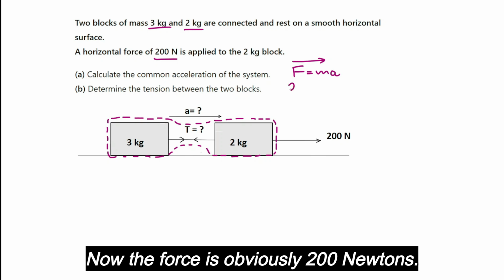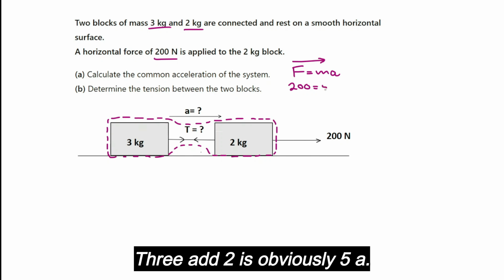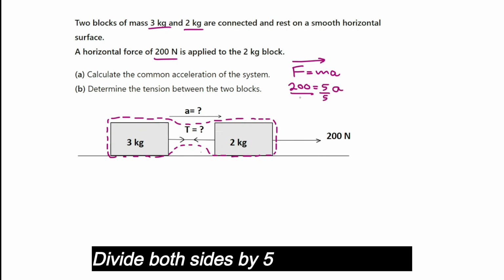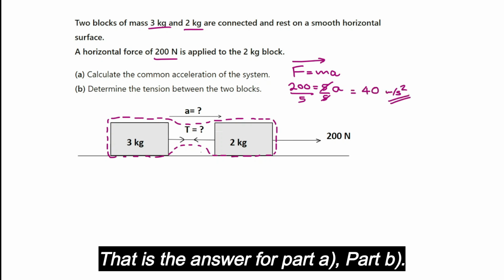The force is obviously 200 newtons. Mass is the sum of these two, 3 add 2, so 5a. Divide both sides by 5 and I can clearly see the acceleration is 40 meters per second squared. That is the answer for part A.